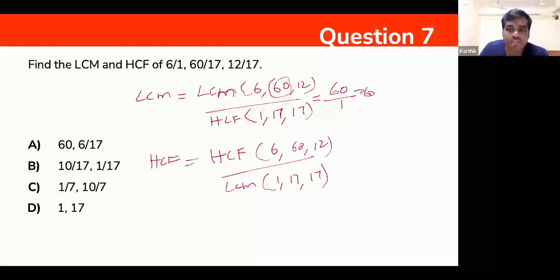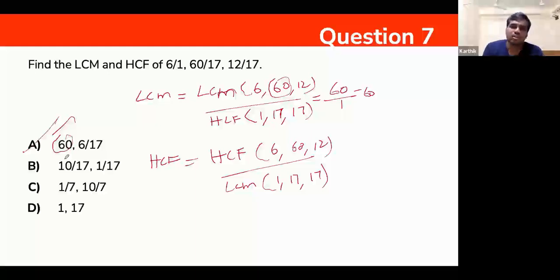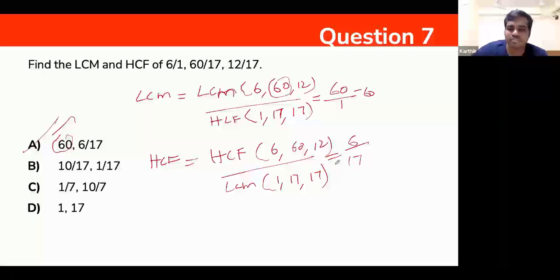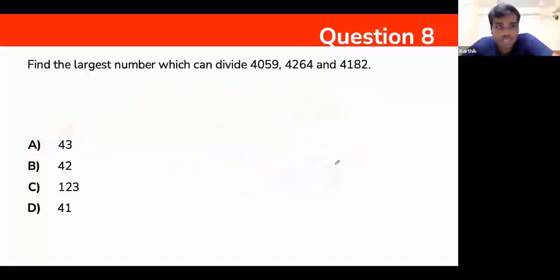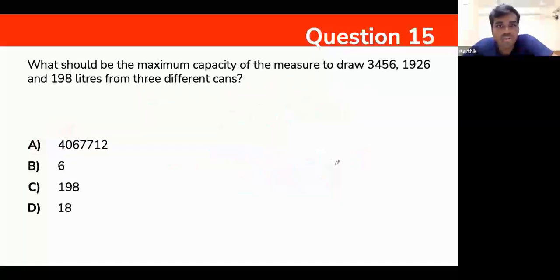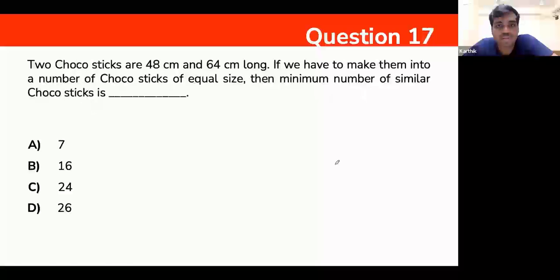The moment you get this, if you find LCM alone, it's enough. This is the answer. We need not even go to this part. But again, for your understanding, you can do HCF of 6, 60, 12. 6 is the highest common factor. So 6 by 17. Okay, it's easy. Fine. Now, having understood this part, we will go to questions, which I will give you.